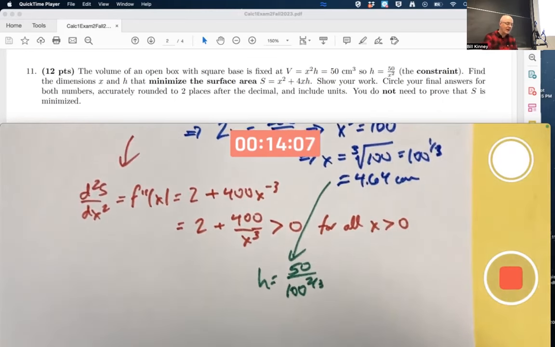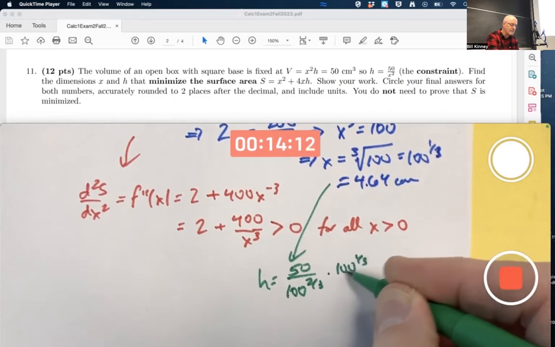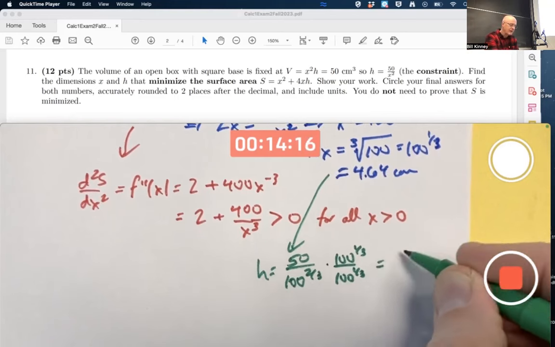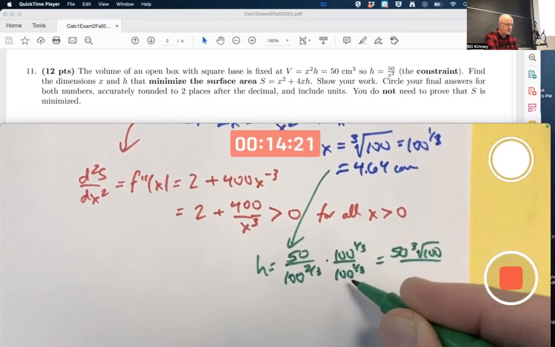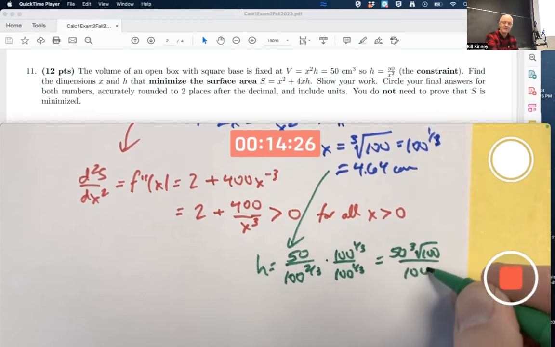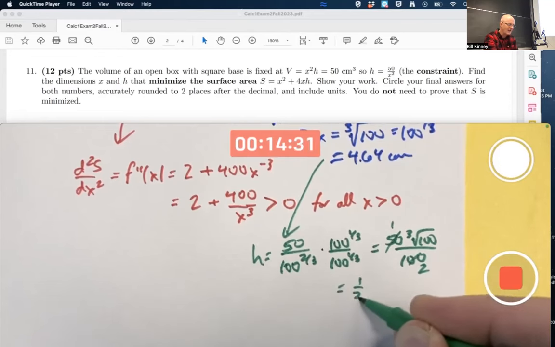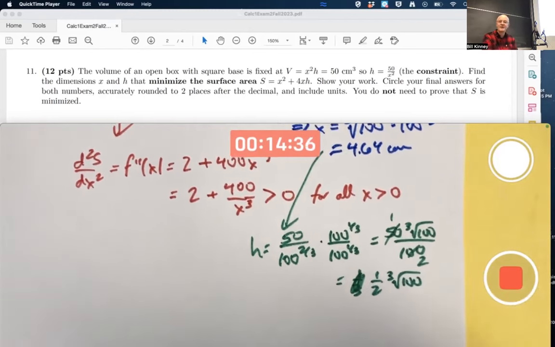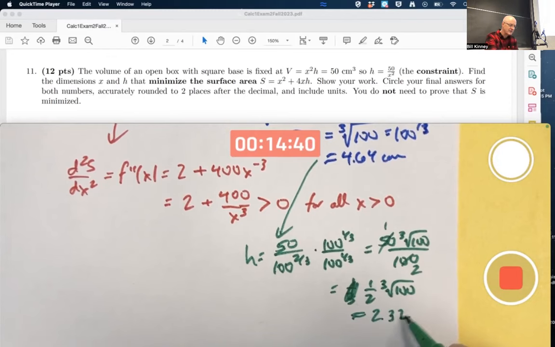One thing interesting is if you multiply the top and the bottom of this by 100 to the 1/3 power, which doesn't change its value because you're really multiplying by 1, you get 50 times the cube root of 100, and 100 to the 2/3 times 100 to the 1/3, if you add the exponents, is 100 to the first power, 100. And then the 50 cancels with the 100 to give you 1/2 cube root of 100. The height is half the base. That's interesting. About 2.32 centimeters.